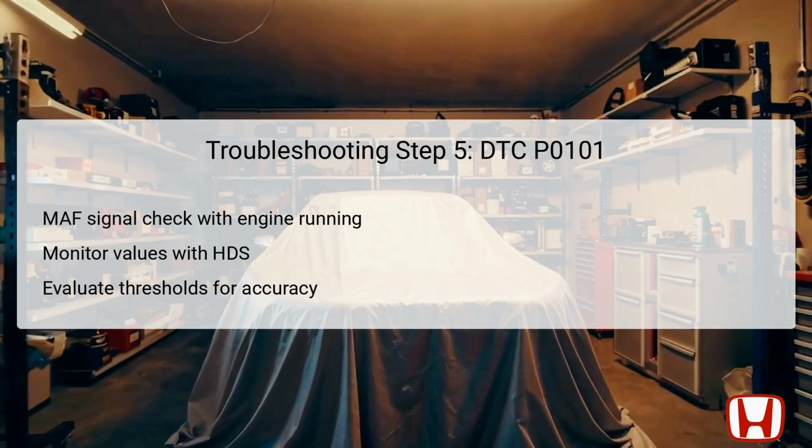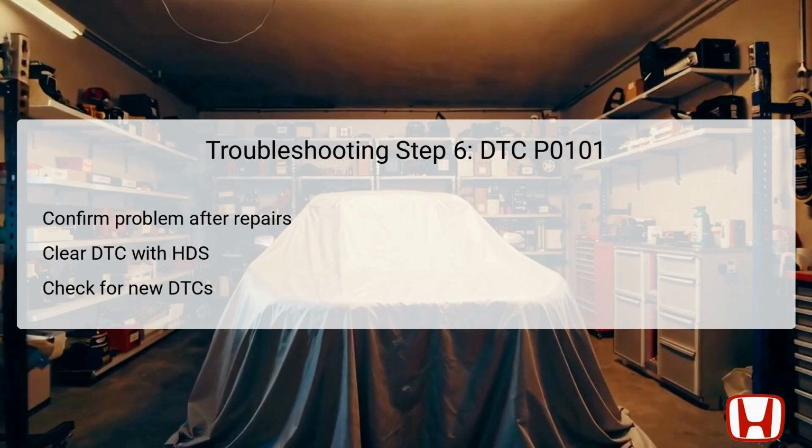If the current signals fall within the appropriate threshold, this suggests that the MAF sensor is functioning correctly while the engine is operational. However, if any discrepancies arise in the readings, this points towards a malfunction in the MAF sensor or possibly the IAT sensor. Replacement might be necessary. This step is pivotal as it confirms whether the sensor is performing correctly under typical operating conditions. The sixth troubleshooting step takes a more comprehensive approach to verify if the problem persists after any necessary repairs.